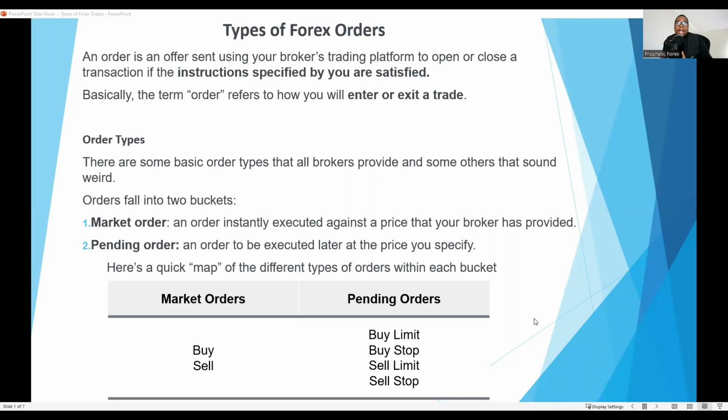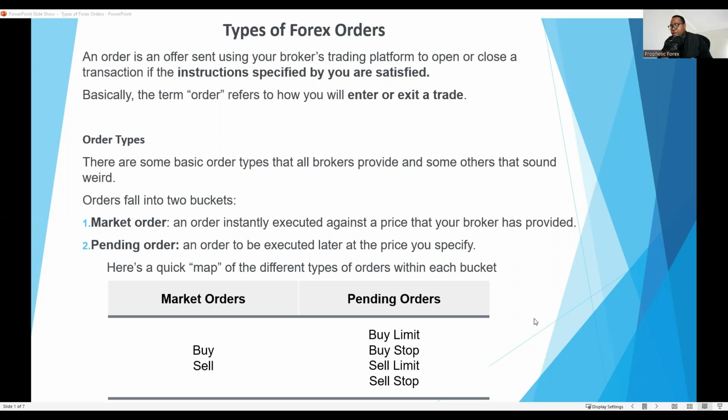Okay, so there are different types of orders, and I'm going to be going through each and every one of them. There are types of orders that all brokers provide, and some sound weird. Orders fall into two baskets. We have market orders and then we have pending orders. A market order is an order that is instantly executed against a price provided by your broker, and a pending order is an order that's executed later at the price you specified.